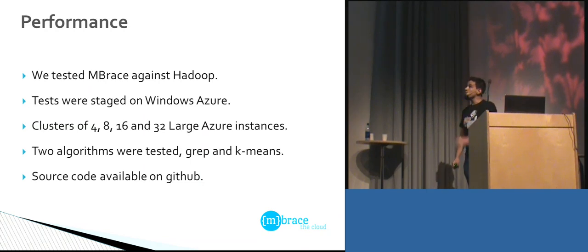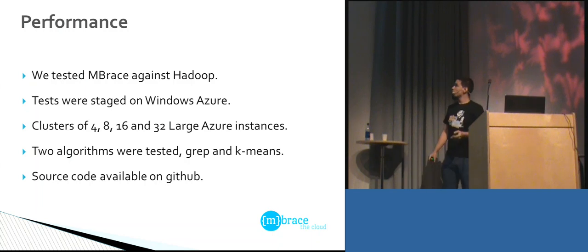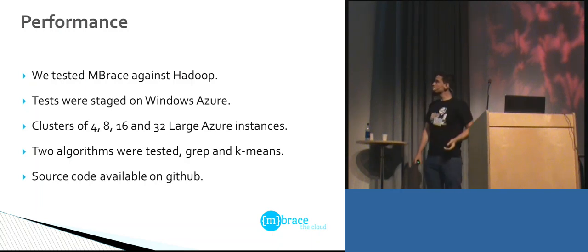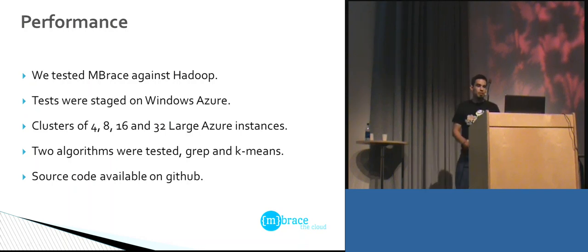In our benchmarks, we tested MBrace against Hadoop. Both of the frameworks were staged on Windows Azure, and we used various sizes of large Azure instances. For those that are not familiar, a large Azure instance is essentially a quad-core VM. And we tested two algorithms, grep and k-means. Of course, you can also find the source code of these performance tests, both for MBrace and Hadoop, available on GitHub.